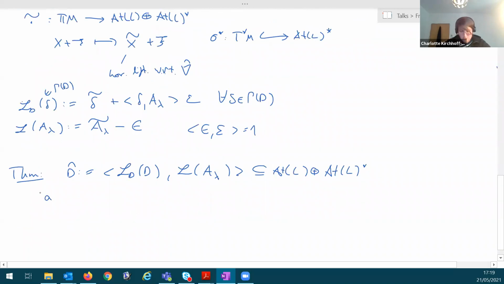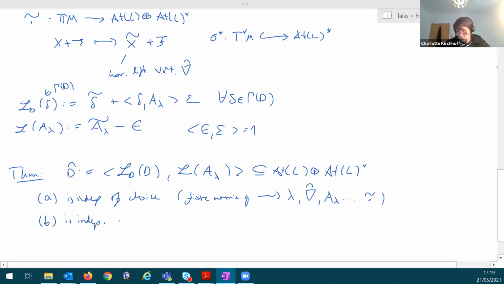And I'm going to claim a bunch of things. So first of all, I'm going to claim that this object is independent of any choices we've made. So what were the choices? The choices were the fiber metric G. I mean, really the choice was just the fiber metric G, and then this induced the lambda, the nabla hat, the A lambda, the tilde. It's also independent of the choice of maximal isotropic complement, F.